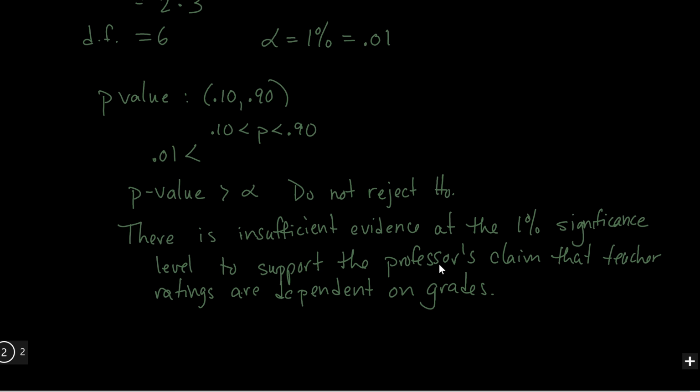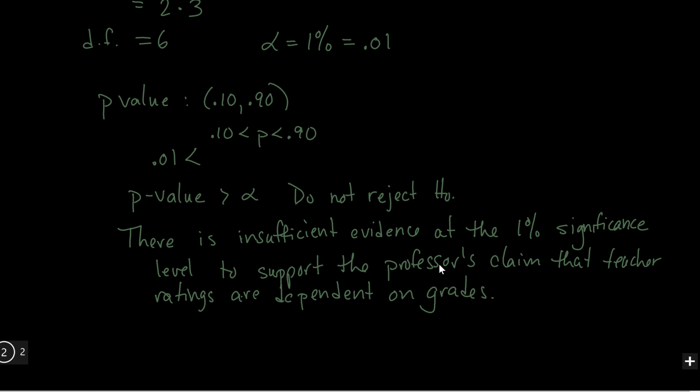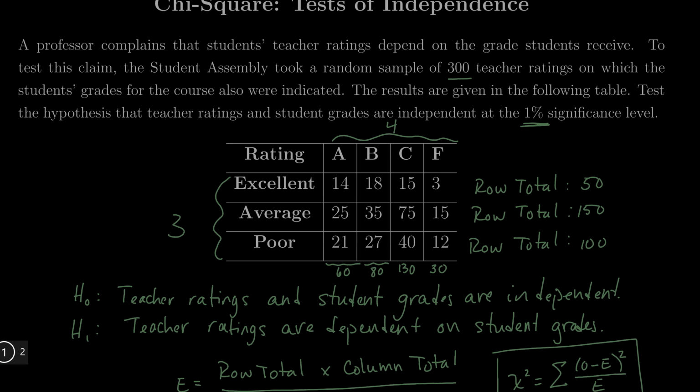So again, because we figured out that our p-value, even if we're using this large interval, it doesn't really matter that we don't know what p is between 0.1 and 0.9. We still know that if it's greater than 0.1, then it definitely must be greater than 0.01, which is our significance level. So again, we are not rejecting the null hypothesis. Our null hypothesis, recall, was that teacher ratings and student grades are independent. We're not rejecting that, so we're saying here that we don't have enough evidence to support this claim, which is the teacher's claim.